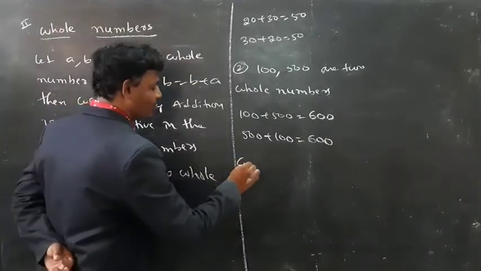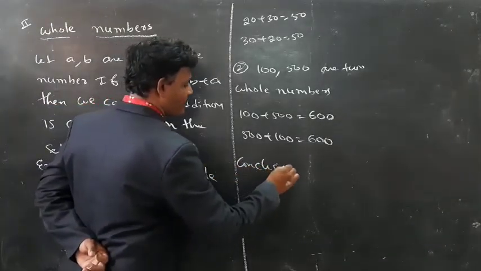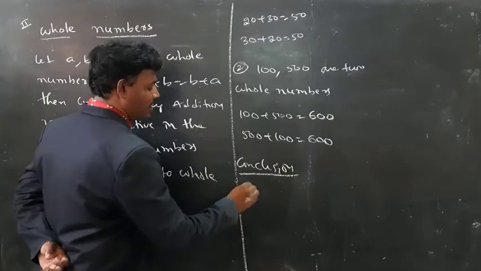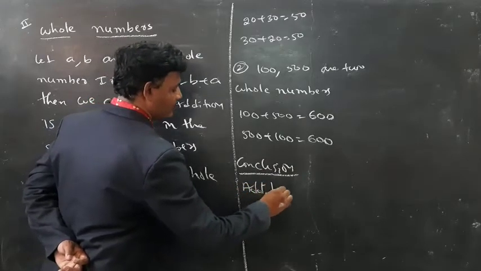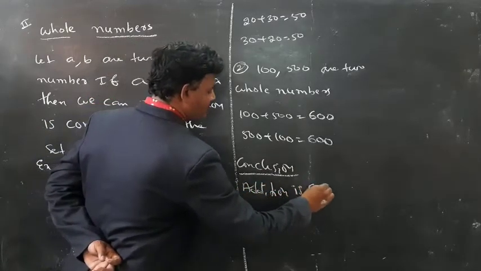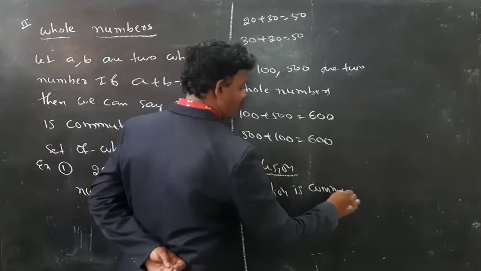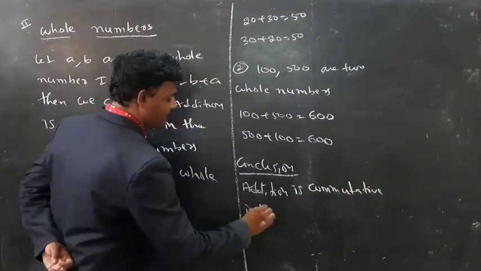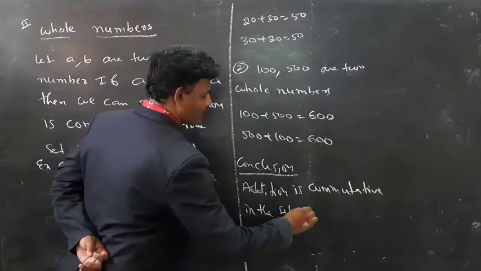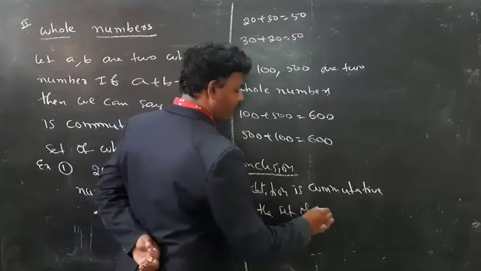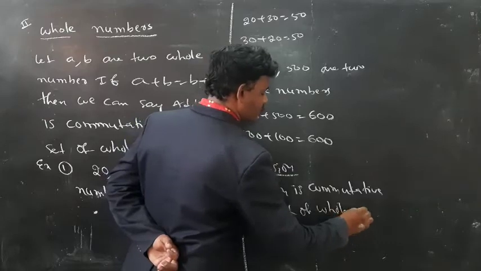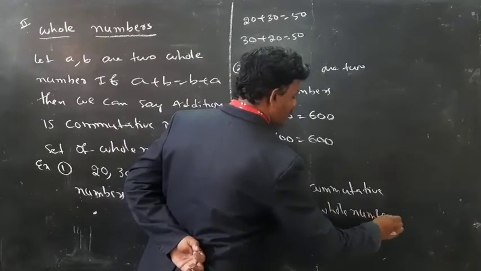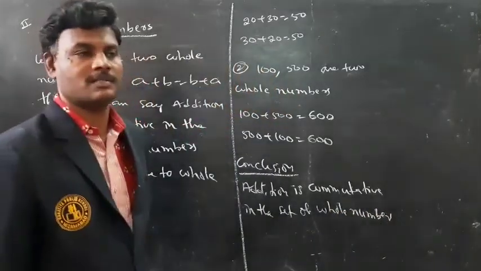So what is the conclusion? Addition is commutative in the set of whole numbers.